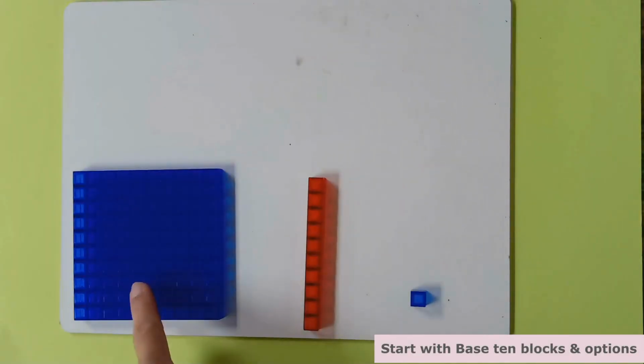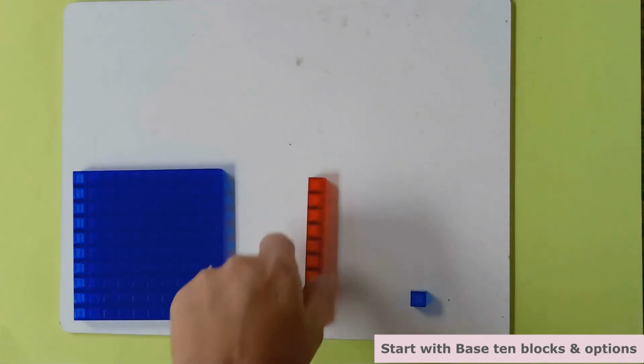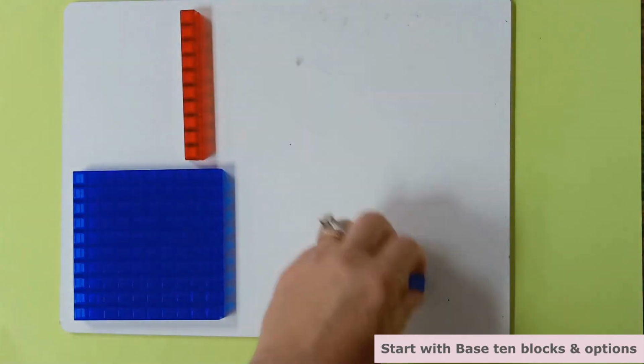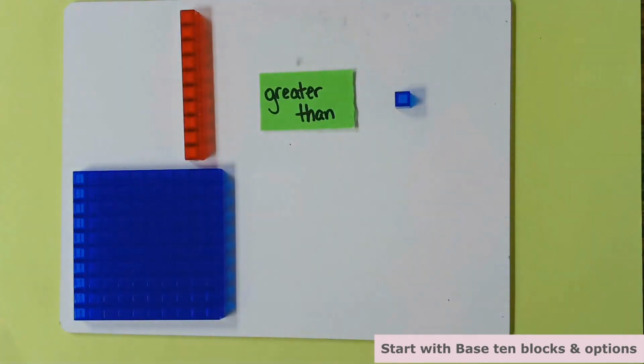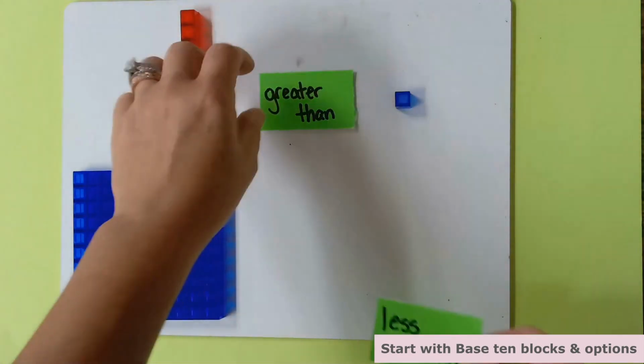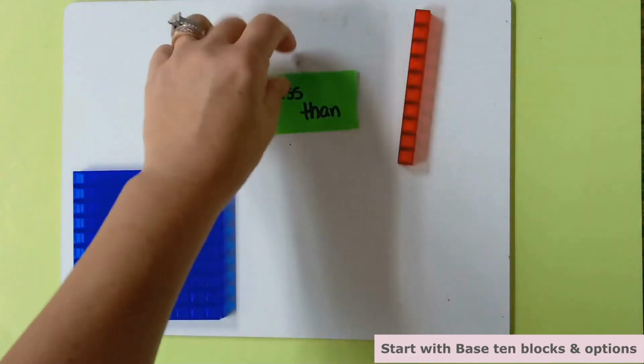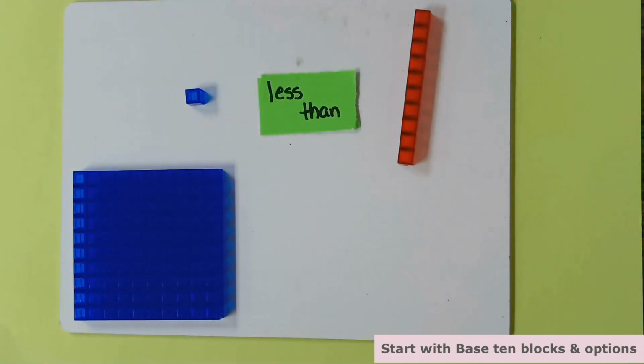Start by utilizing base 10 blocks with students so that they can see the relationships between the three. Here we've used the ones, the tens, and the hundreds, or the unit cubes, the rods, and the flats. Students are also given simple word stem cards to help them with their sentences.